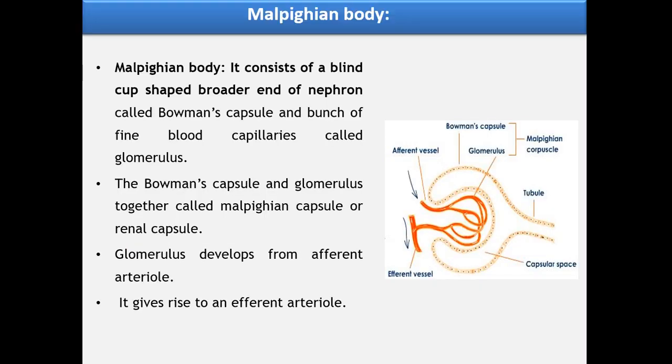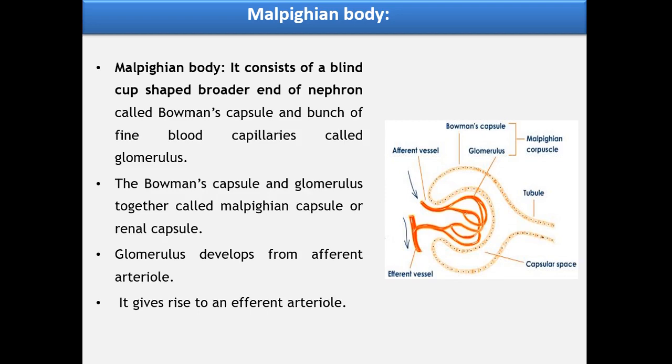Malpighian body. It consists of two parts. A cup shaped broad end of nephron is called Bowman's capsule, and a bunch of fine blood capillaries is called glomerulus. Glomerulus is developed from afferent arteriole. And what is this afferent arteriole?